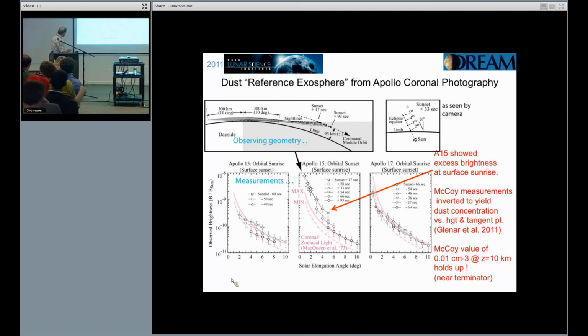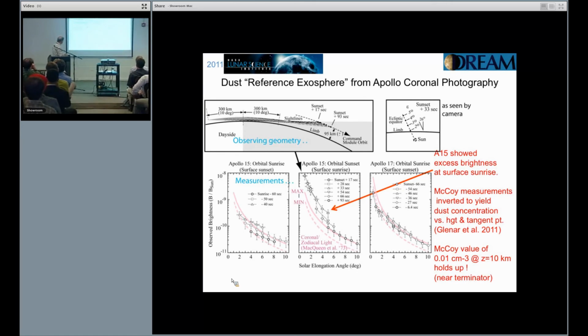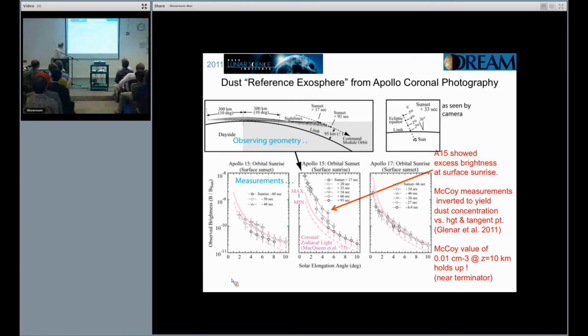How do you know that? You first have to overplot the coronal zodiacal light, a reasonable range of those values, min value and max value, and I've done that. Here it's questionable at best. Here, this is the log scale. Here you have a clear brightness excess, and this is what spawned the McCoy model.